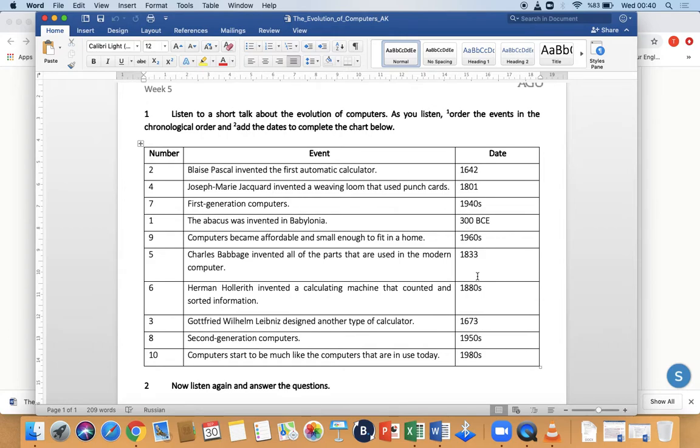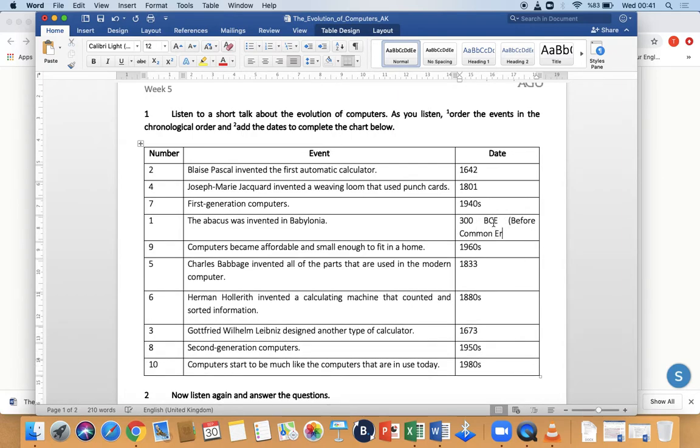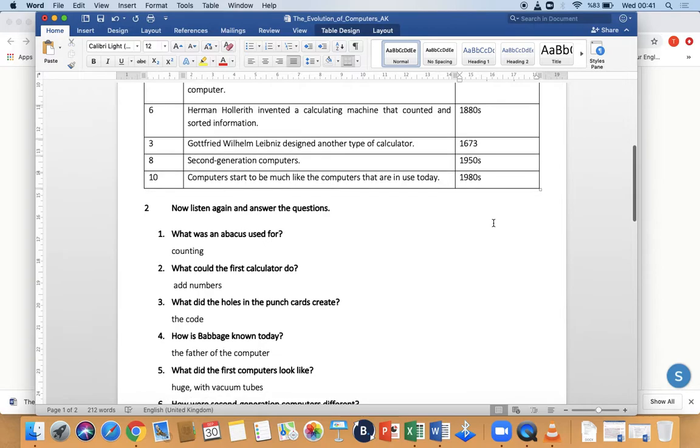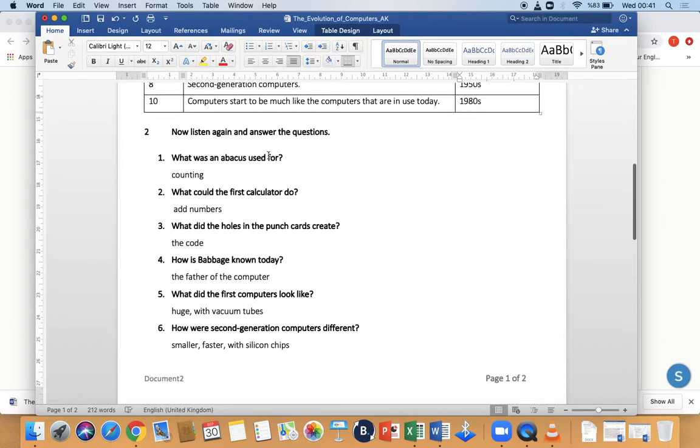Before we move on, I want to just focus on this one, BCE. If we are talking about history, we will see it a lot. So this is an abbreviation. Its full form is Before Common Era. Okay. And the answers for the questions.